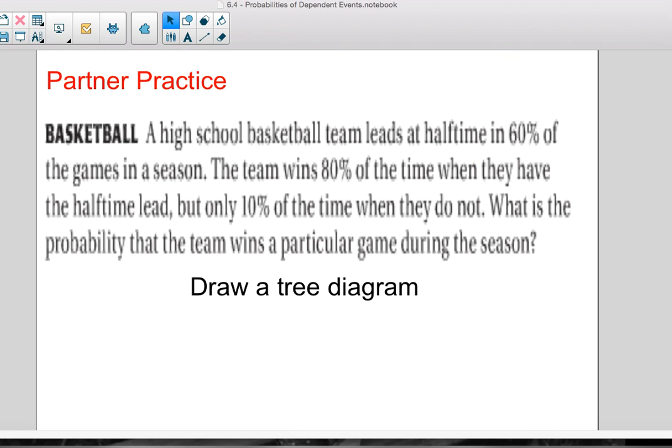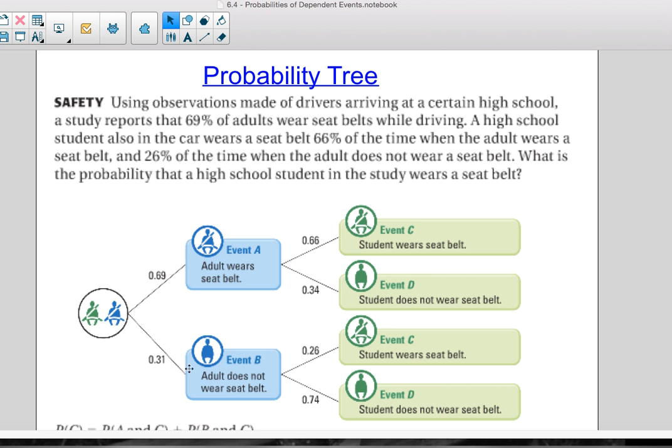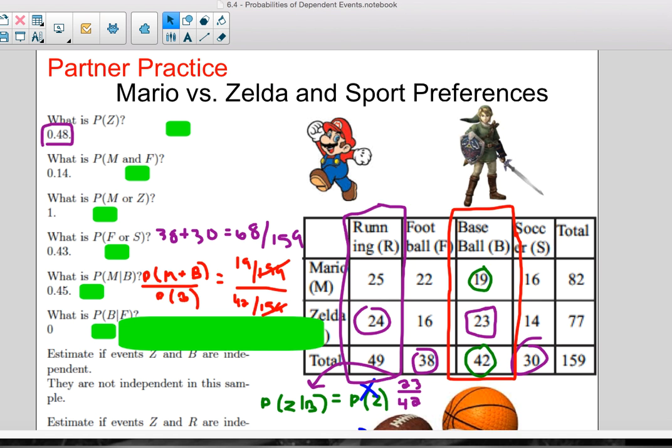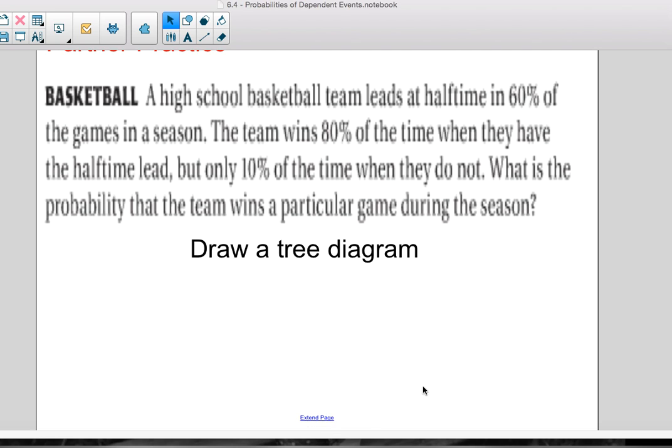All right, so here we go. Last example, you don't have to do it in partners, you can just do it on your own, but I want you to make a tree diagram, which is like the one we did before, something like this. It's called a tree diagram or probability tree. Make a probability tree using this information. You can pause the video, and when you're done, start it back up.